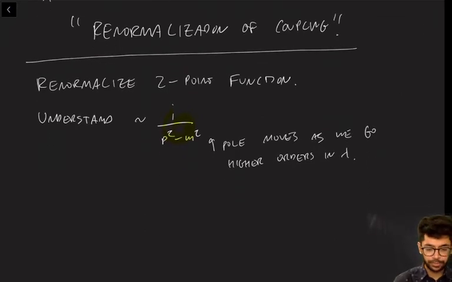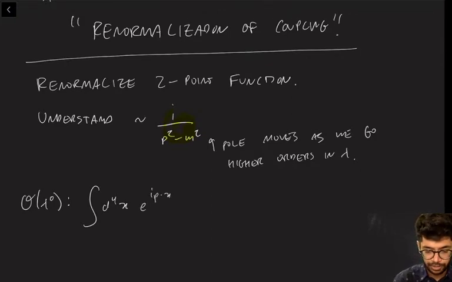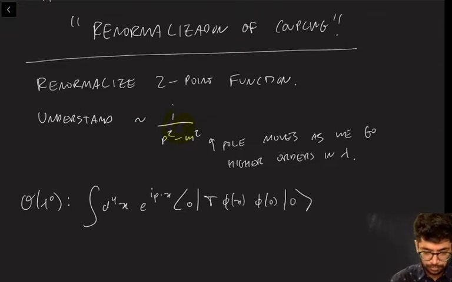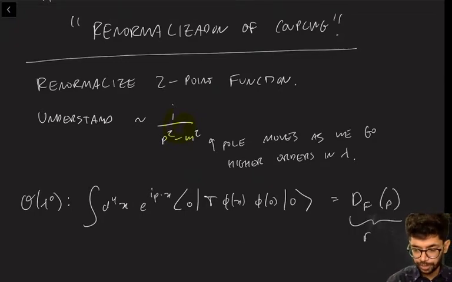So first of all, to order lambda to the 0, we have the following result for the free 2-point function. Let me just write this down again. It equals i D_F(p), where this is the free propagator. So this is in the free theory.